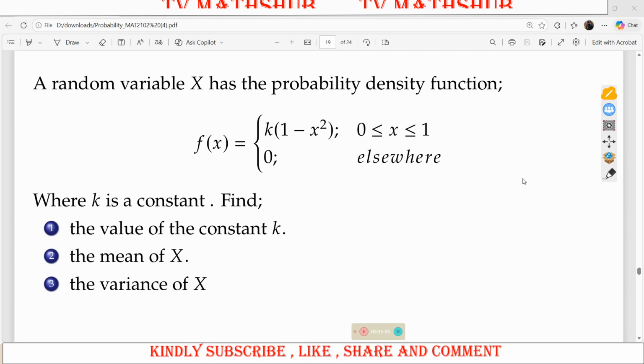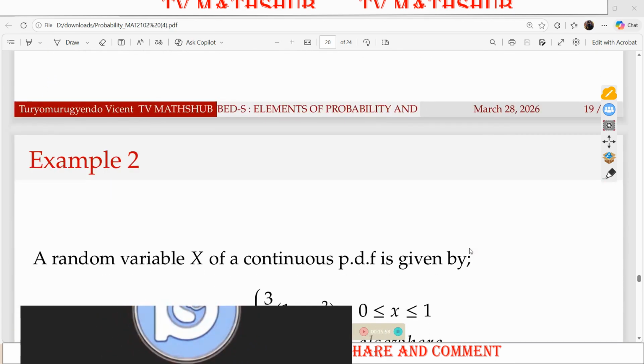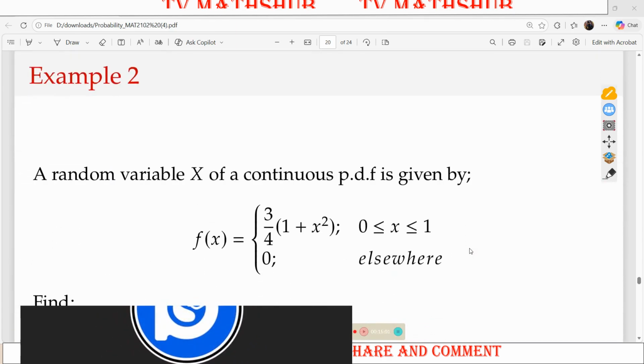We have got the value of the constants, we have got the mean and the variance, and I hope the procedures of getting the mean, getting the variance for a continuous random variable are very clear to everyone. So we shall look at our example number 2.